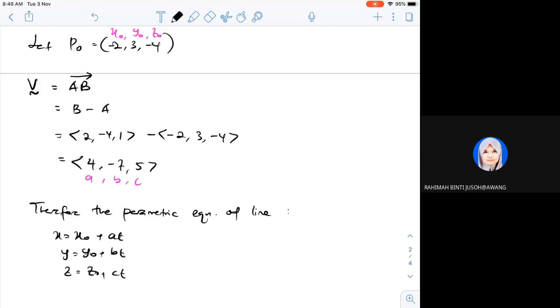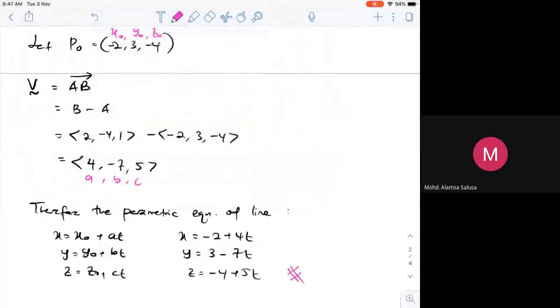So what you should do is just substitute all the values. The pink color, I have put pink color here, X naught, Y naught, Z naught. So here we will have X equals -2 plus 4t, Y equals 3 minus 7t, and then Z equals -4 plus 5t. Okay, like that. So understand? Understand, guys? Yes, madam. Yes, doctor.